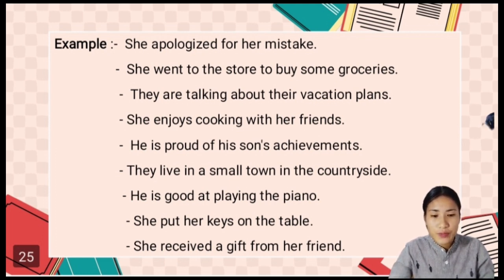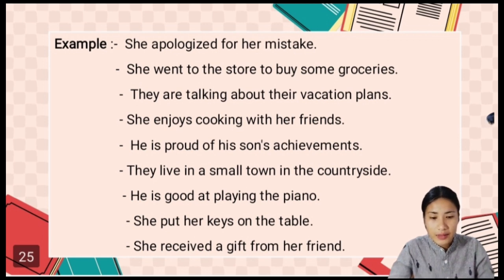And he is proud of his son's achievement. So preposition with verbs here is proud of. And then they live in a small town in the countryside. So the preposition with verbs here is live in. And he is good at playing the piano. So we can see the preposition used with verbs is good at playing.